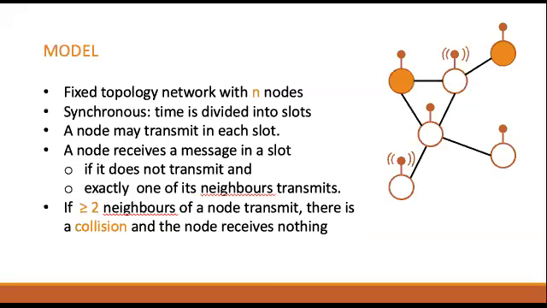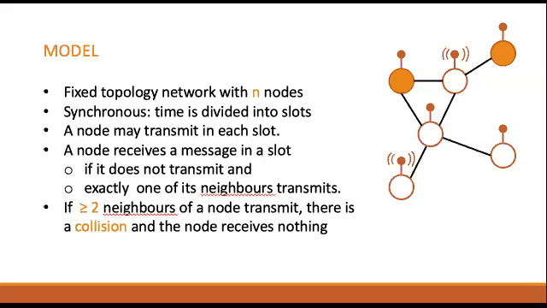The model of computation is a fixed topology network with n nodes. It is synchronous with time divided into slots. In each time slot, a node can decide whether or not to transmit. If it does not transmit, but exactly one of its neighbors does transmit, it receives the message that neighbor sent. If two or more neighbors of the node transmit in the same slot, then there is a collision and the node does not receive anything.